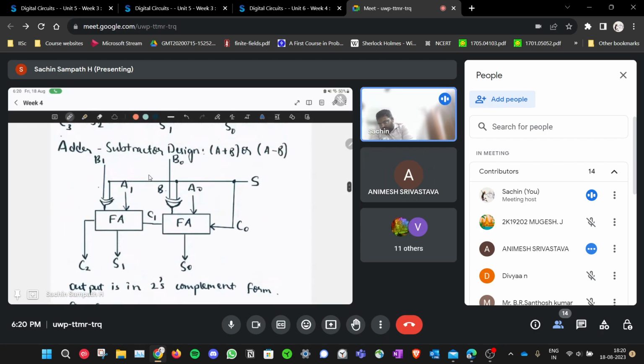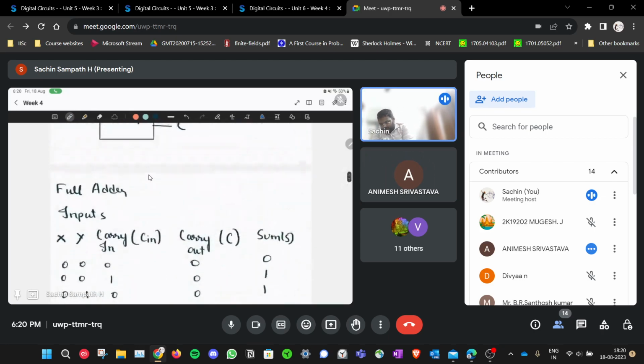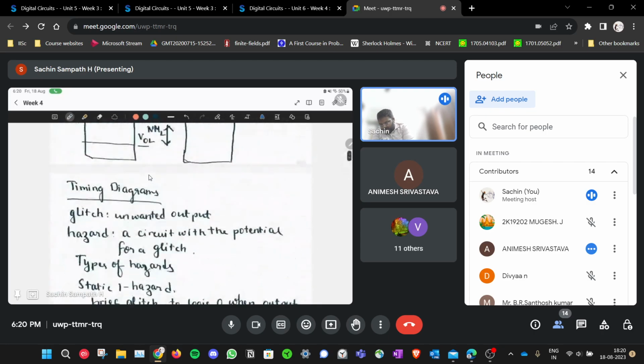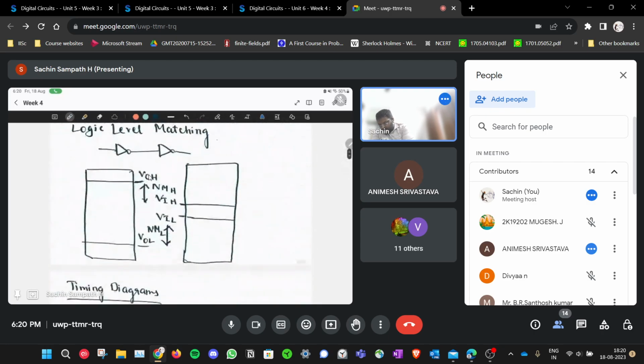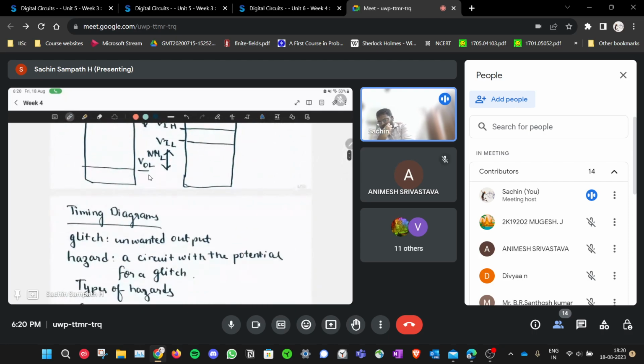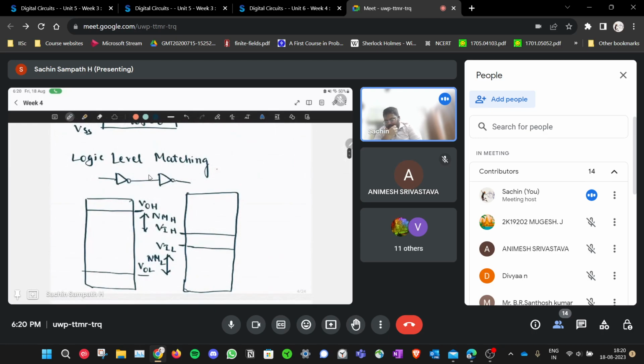Noise margin. I actually didn't explain much. I just scrolled through the points that I had written. And if someone has a doubt, you can ask when we get there. Okay. Logic level matching.